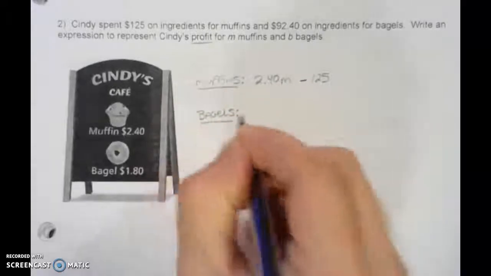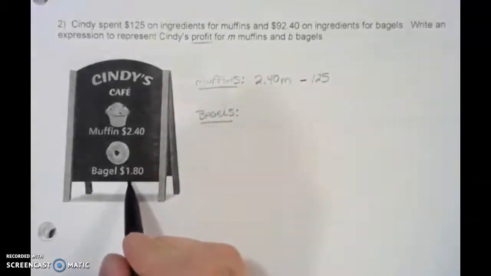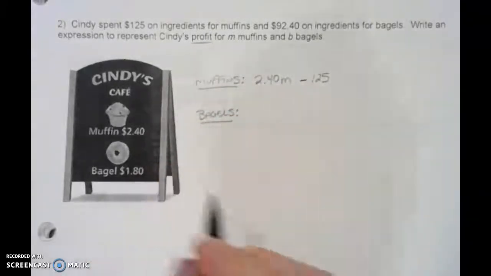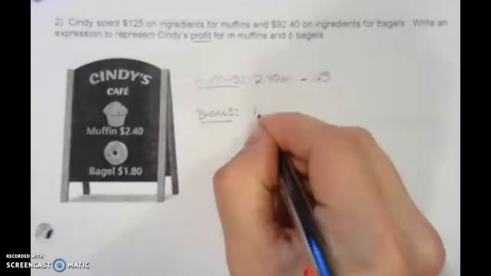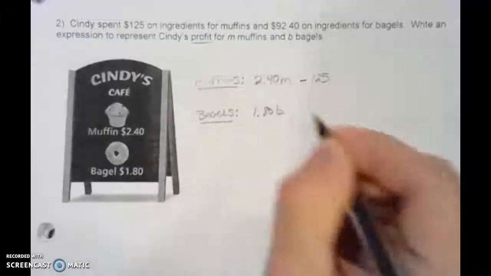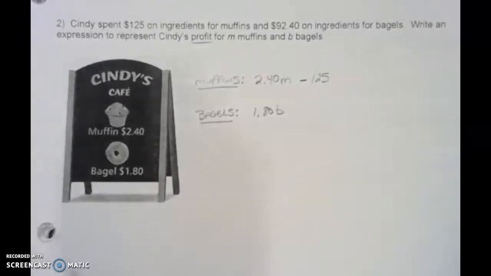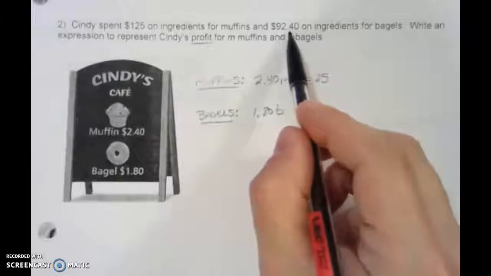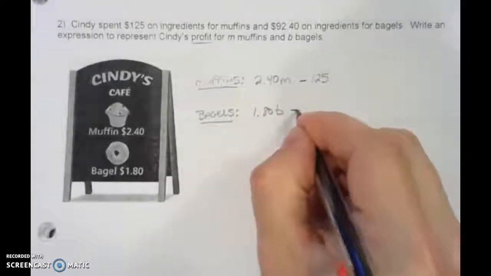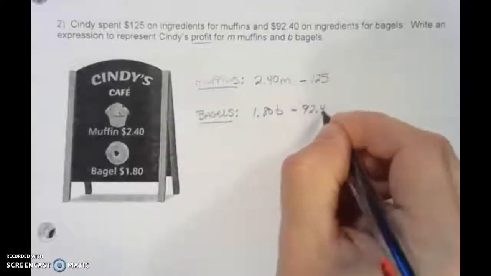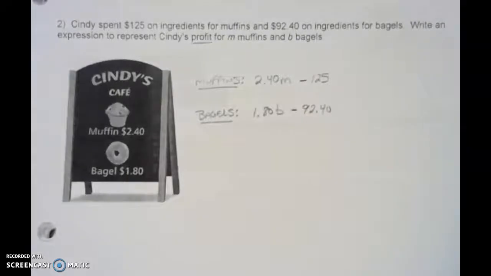okay, we see on the sign that you pay $1.80 for each bagel. So she's going to earn $1.80 for each bagel B, $1.80 times B for each bagel. And now we have to subtract off the cost of the ingredients. And for the bagels, she spent $92.40 on those ingredients, so minus $92.40.